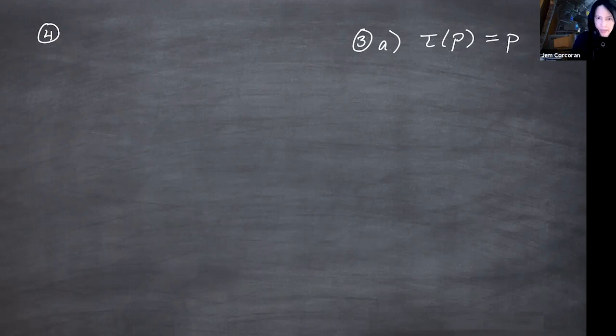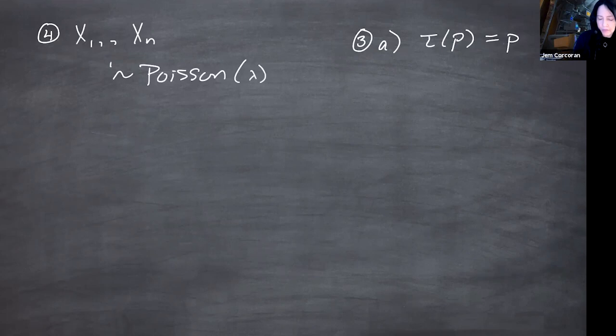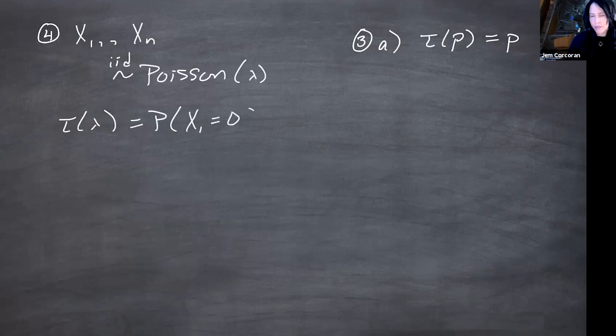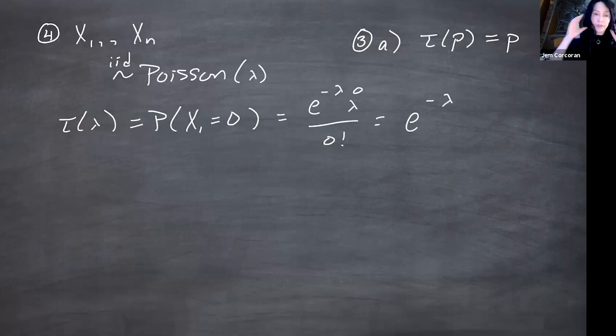But 4B, we have X1 through Xn IID Poisson with parameter lambda. And you are looking at the function tau of lambda, which is the probability that any one of these is 0. If you go to the Poisson distribution, that's e to the minus lambda, lambda to the 0 over 0 factorial. So e to the minus lambda. So there's your function of lambda. And part A, you want the UMVU for that, the uniformly minimum variance unbiased estimator.